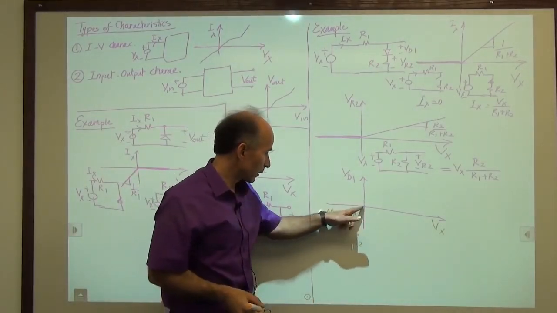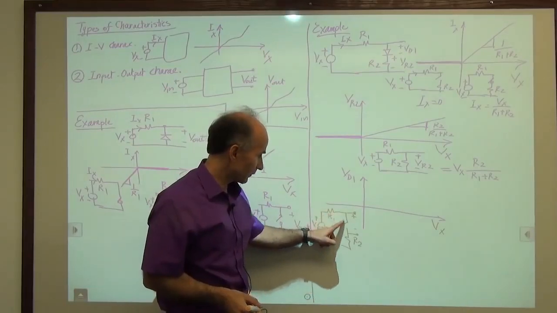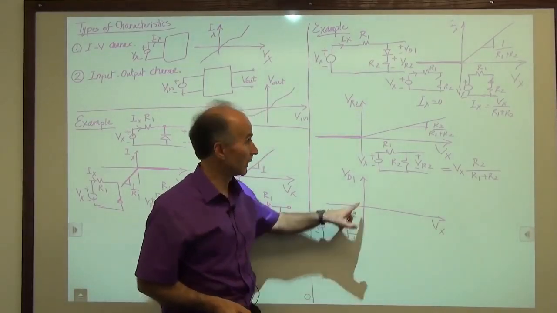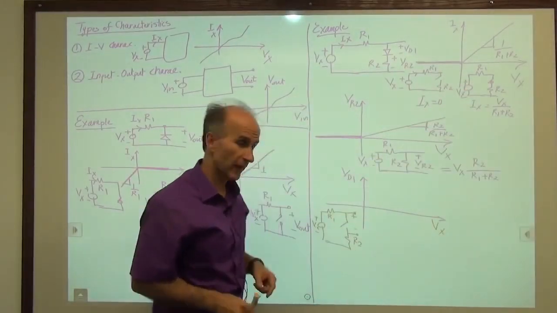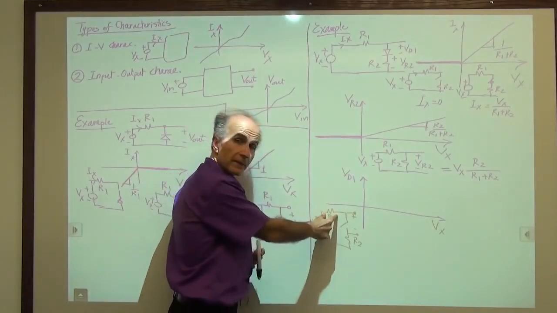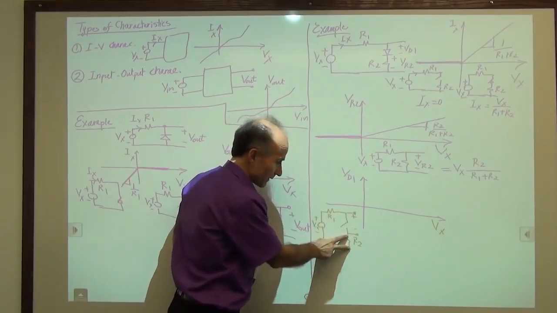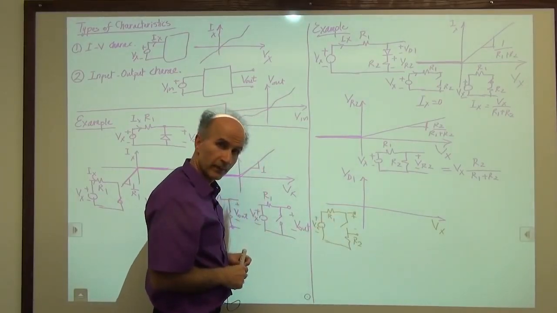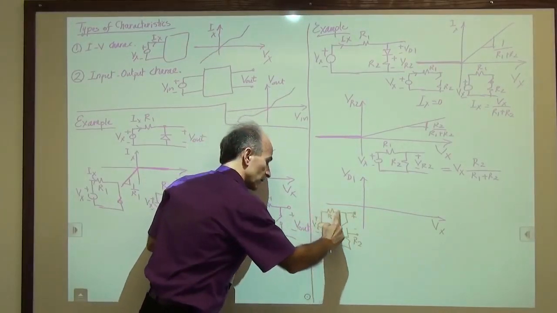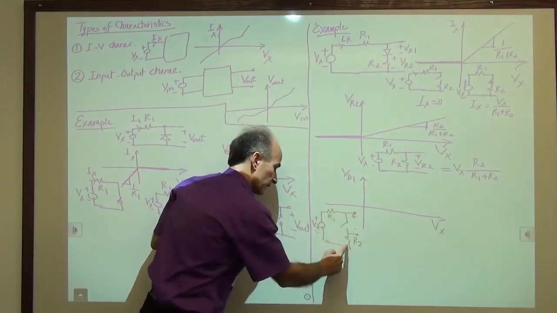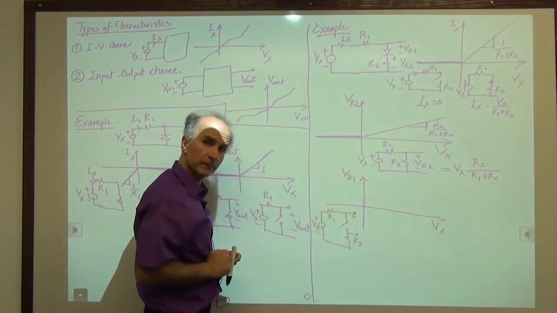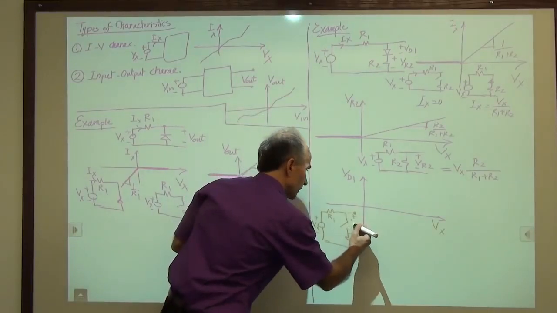We know that when Vx is negative, the current through this branch is 0, as we saw before. That means that R2 sustains no voltage. R1 sustains no voltage. R2 sustains no voltage. So the voltage difference from here to here is 0. The voltage difference from here to here is 0. So then how much is VD1?